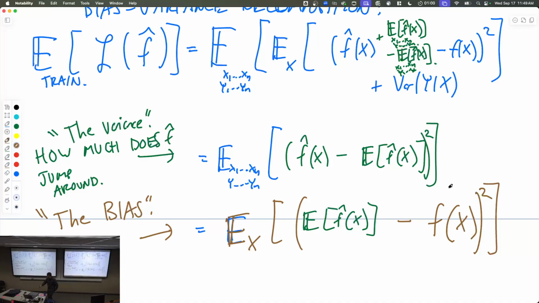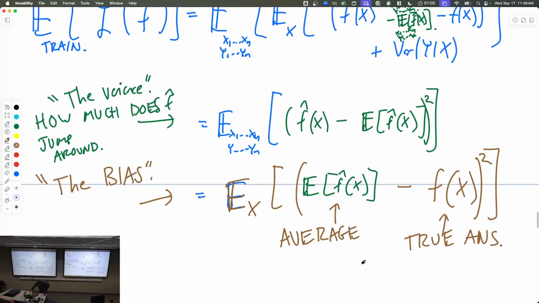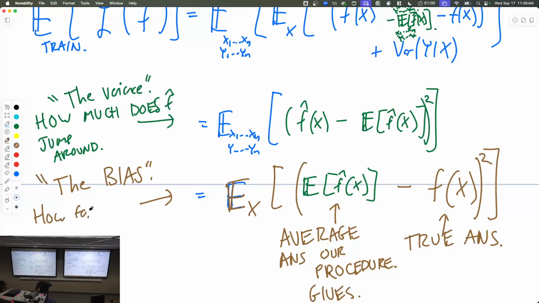And the fact that this is the true value is very important. Let me emphasize that. This is the true answer that we're looking for. And this is the average of our procedure. The average answer our procedure gives. The average value that our estimate gives. Okay. So this is called the bias, and this is like how far our procedure is on average.